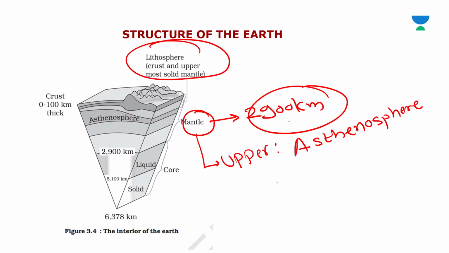Now the crust and the uppermost part of the mantle are called lithosphere. Its thickness ranges from 100 to 200 kilometers, and the lower mantle which extends beyond the asthenosphere is in solid state. Now, after the mantle, we'll discuss the core.